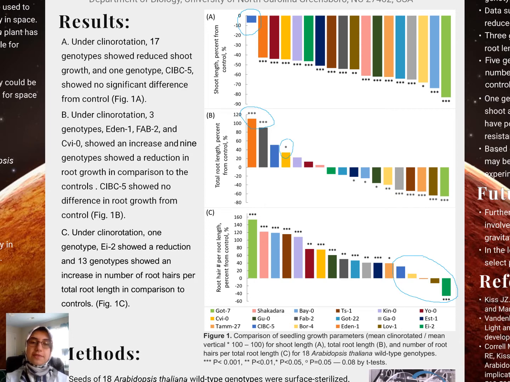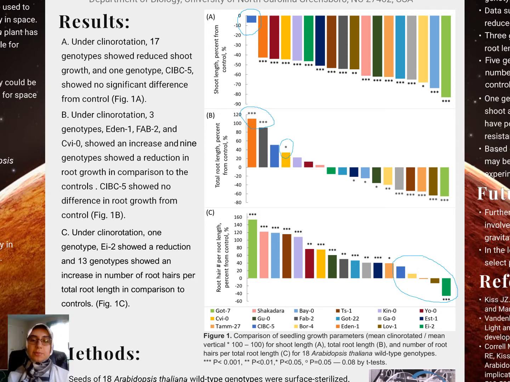So in the first graph, which is the shoot length, you can see that almost all of the genotypes were negatively affected by clino-rotation, except this one genotype on the far left, CIBC5, which showed no difference in growth. So for the second graph, which is the total root length, 3 of the genotypes actually had a significant increase in growth under clino-rotation, and this may be indicative of some stress resistance in these genotypes. But the rest of the genotypes either had no difference in growth or a reduction.